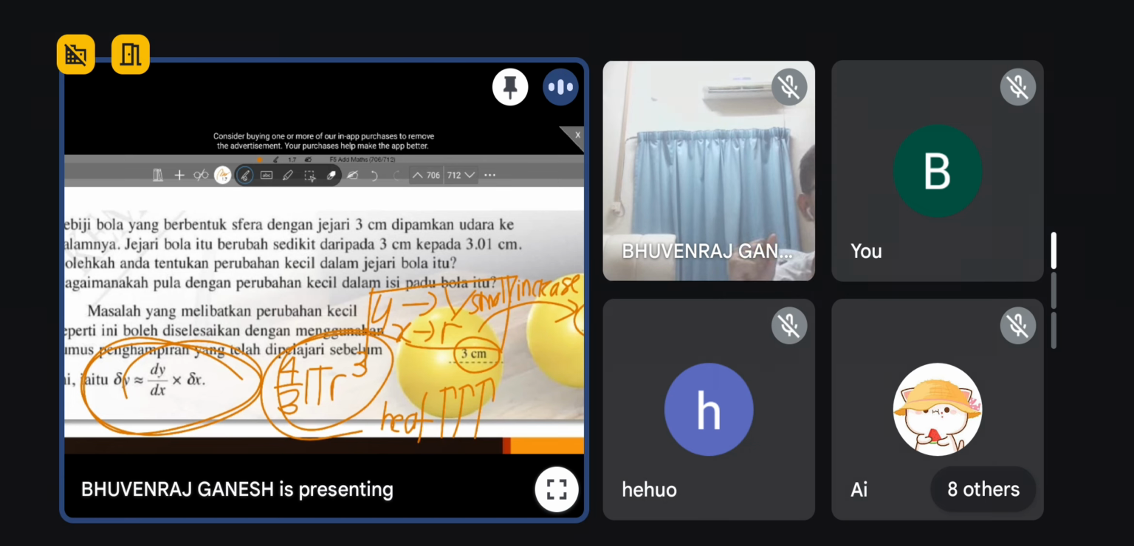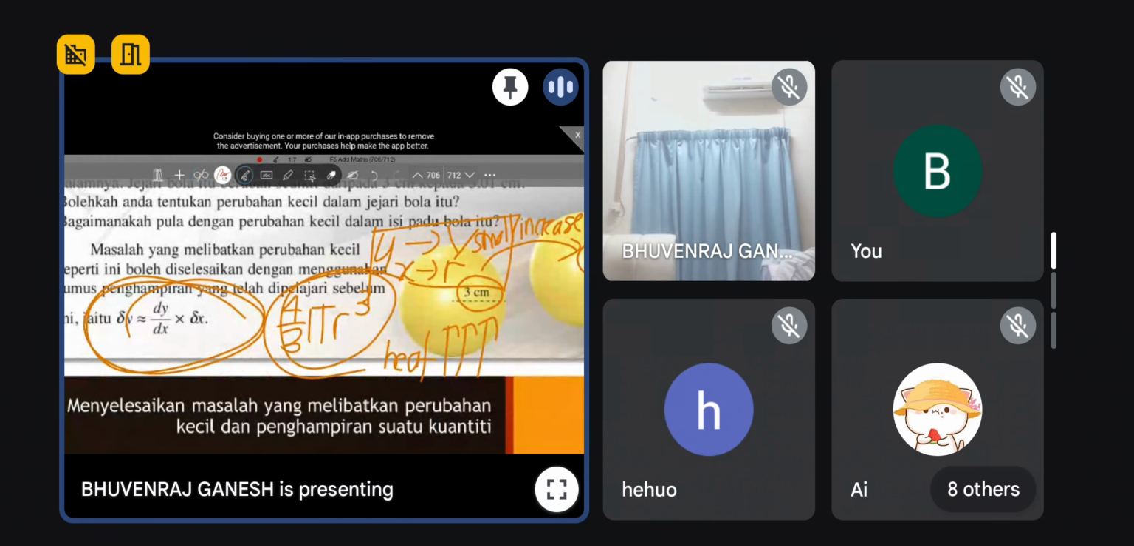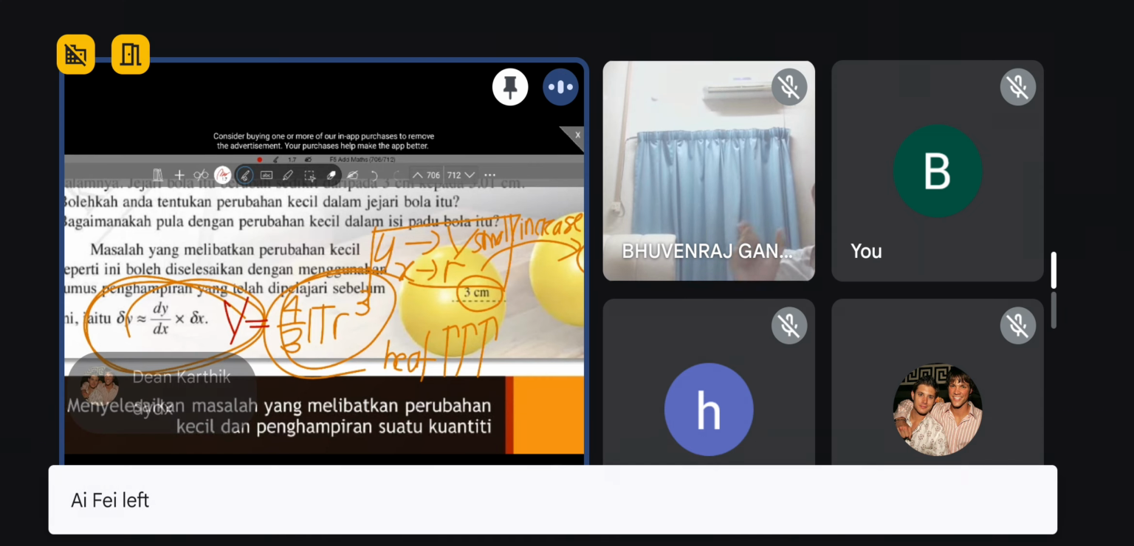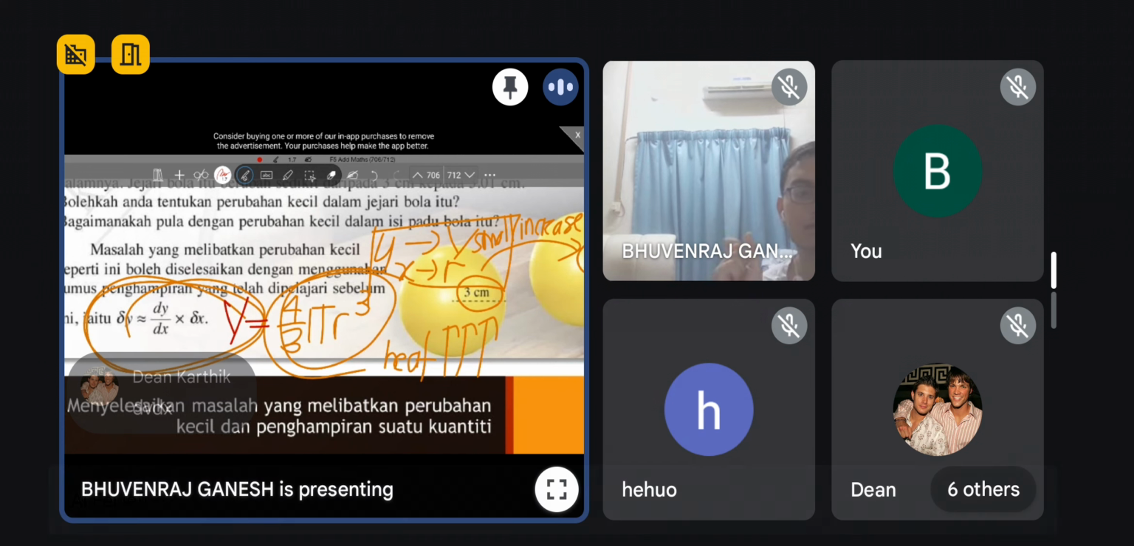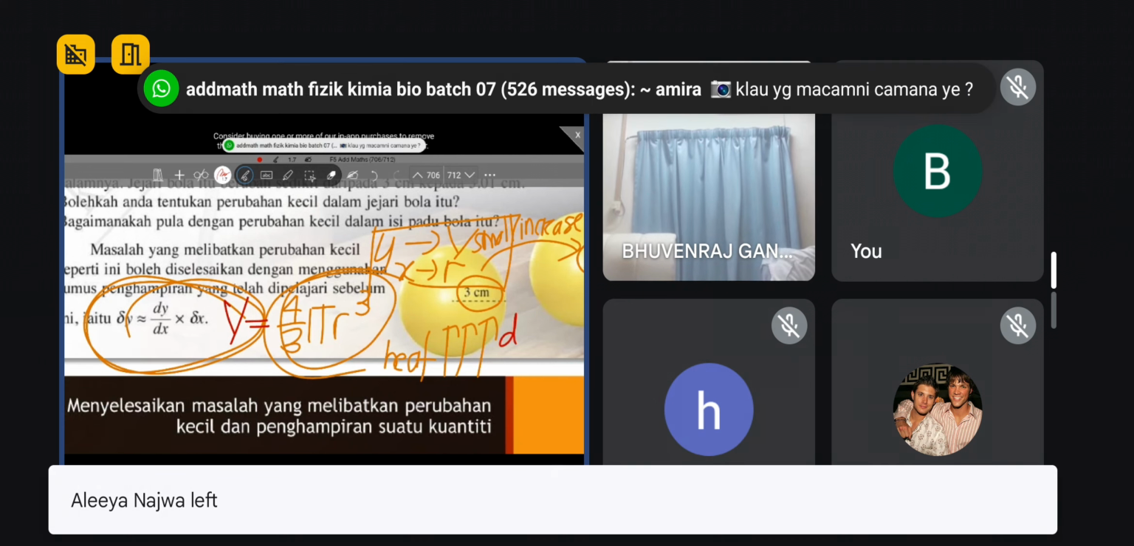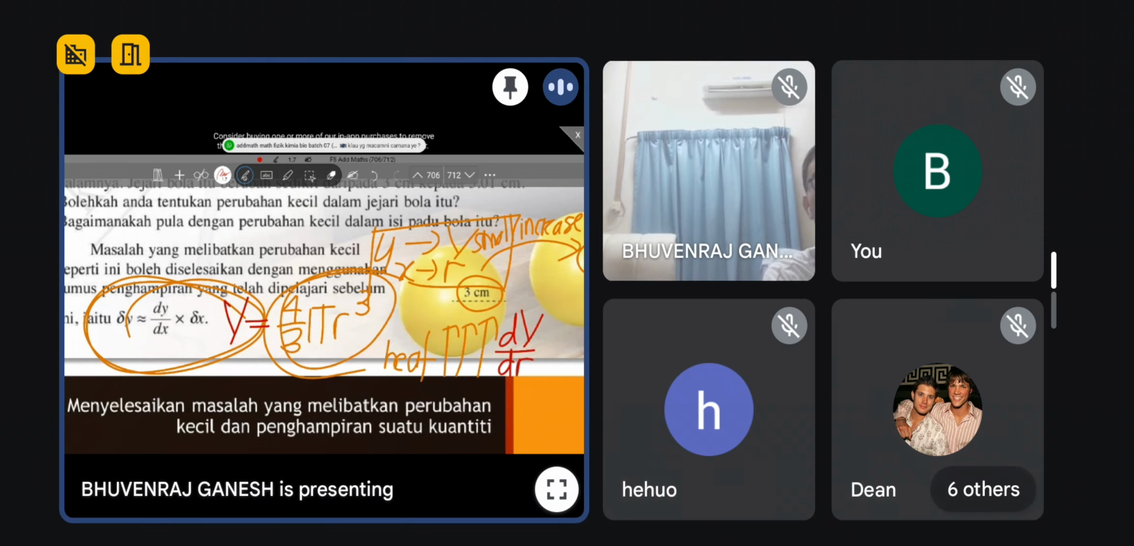Okay, very good. When you differentiate this equation, you will get 4 pi R square. So what is the symbol, guys, for this equation when you differentiate? Bila kamu bezakan. No, no, no. You have to follow the equation. Kena lihat simbol dalam persamaan. Yes. You should write dV over dR equal to 4 pi R square. So this is the symbol we are using. Now, you get 4 pi R square.